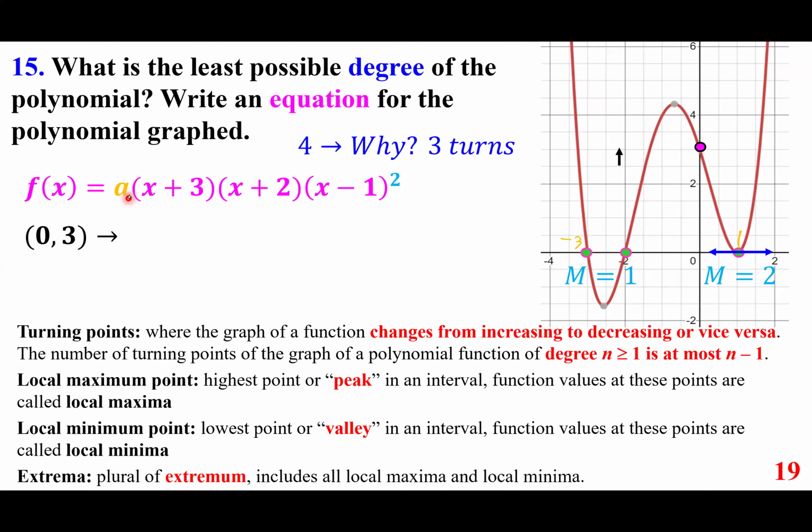So let's replace the x with 0. So we get 3 here, we get 2 here, minus 1 squared times a, and this is 1. So we have 6a. So a must be 3 over 6, or 1/2.